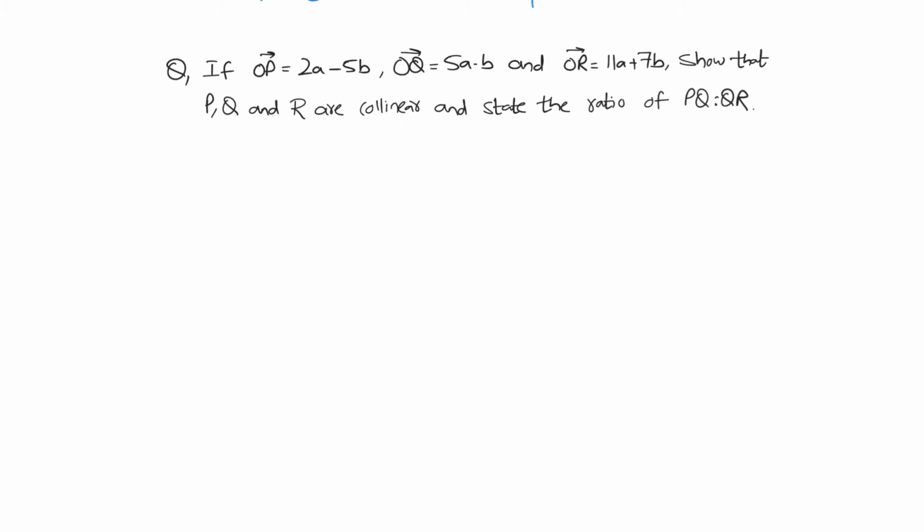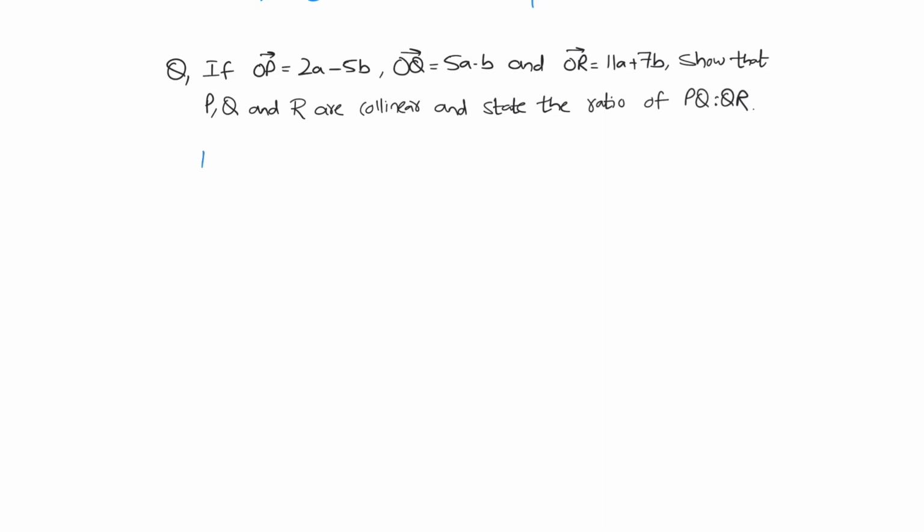If you are given that vector OP is 2A minus 5B, vector OQ is 5A minus B, and OR is 11A plus 7B, you need to show that P, Q and R are collinear, and then you need to state the ratio of PQ to QR. So this is how you are going to solve. To show the collinearity, you need to prove that PQ and QR are equal vectors with a scalar multiple. Okay, and to find PQ, recall that the combination of position vectors must be OP and PQ.